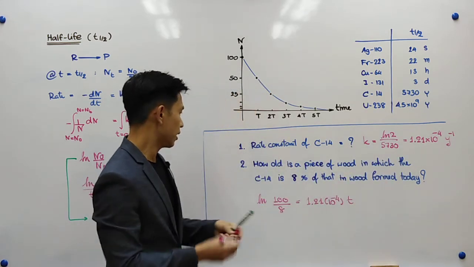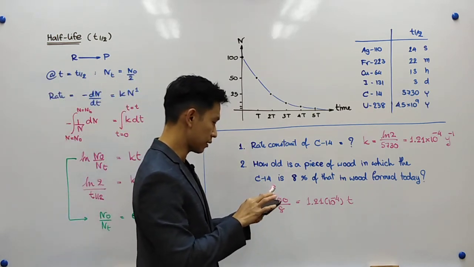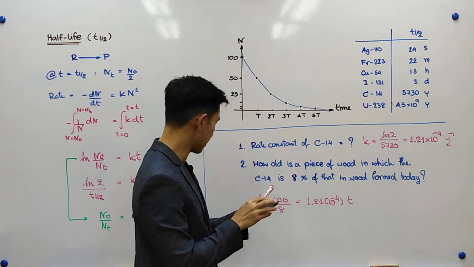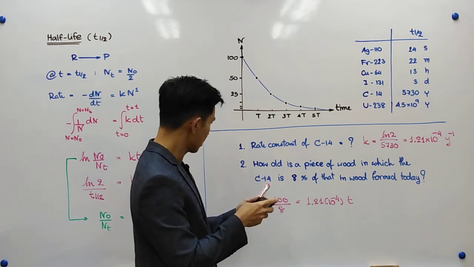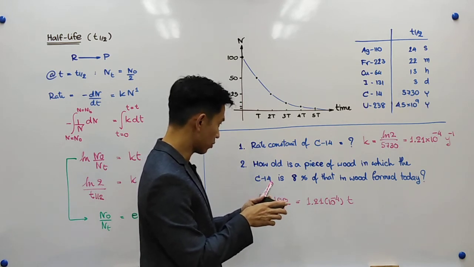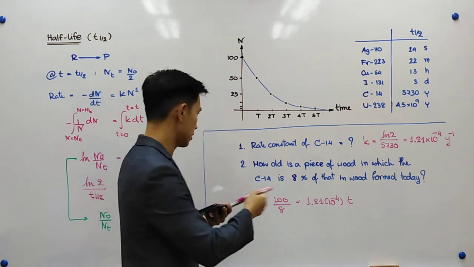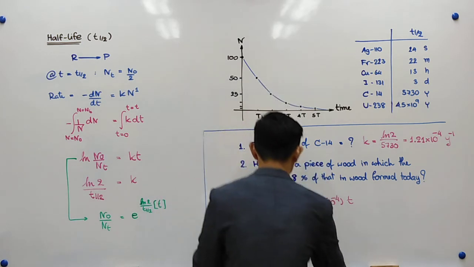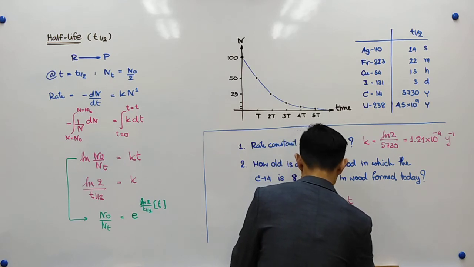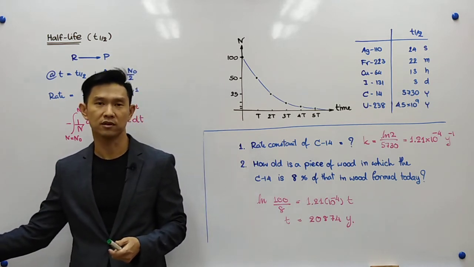So I have to use my calculator again. It is the Ln of 100 divided by 8, and then divided by 0.000121. So it's 20,000 something years. So the t is equal to about 20,000 years, 21,000 years.